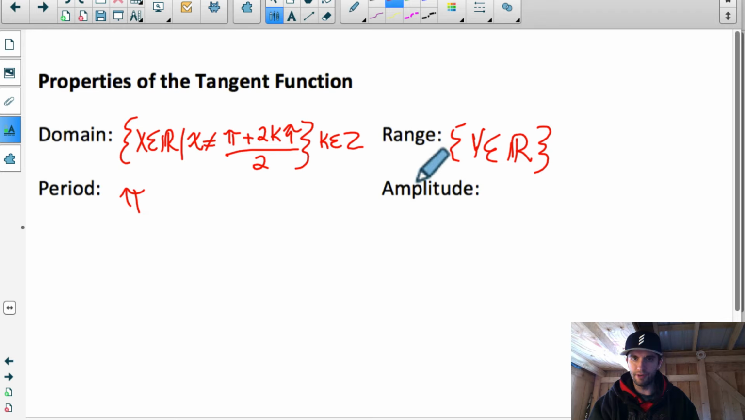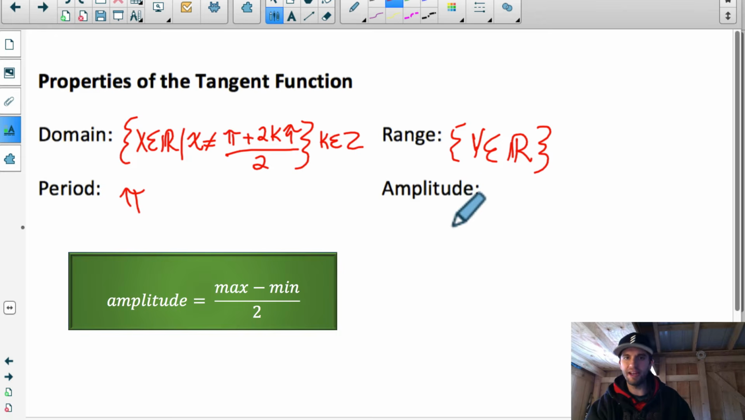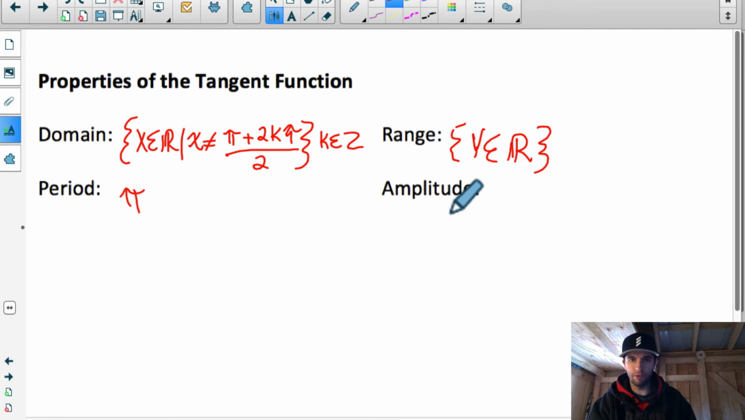How about the amplitude of the function? Well, since there is no max or min value, we can't calculate the amplitude, right? Amplitude is half the distance between max and min, the distance from the midline to the max or the midline to the min. Well, there is no max or min, so there is no amplitude.